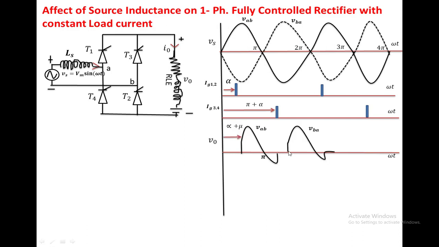See from this point to this point. At this point, T3, T4 is on. So the output voltage follows the input voltage, that is VBA. The same thing will be repeated for the remaining cycles also.